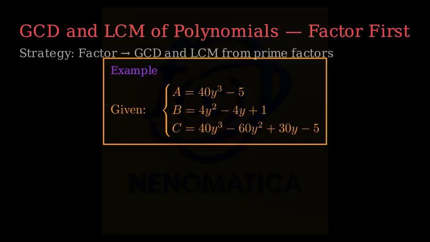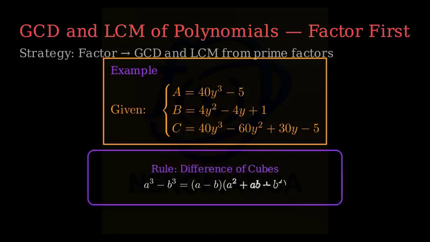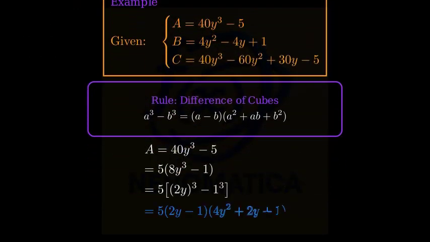Step 1. Factor A. We will use the difference of cubes rule. a cubed minus b cubed equals (a minus b) times (a squared plus ab plus b squared). Here, 8y cubed minus 1 is (2y) cubed minus 1 cubed. So A equals 5 times (8y cubed minus 1), which factors as 5 times (2y minus 1) times (4y squared plus 2y plus 1).